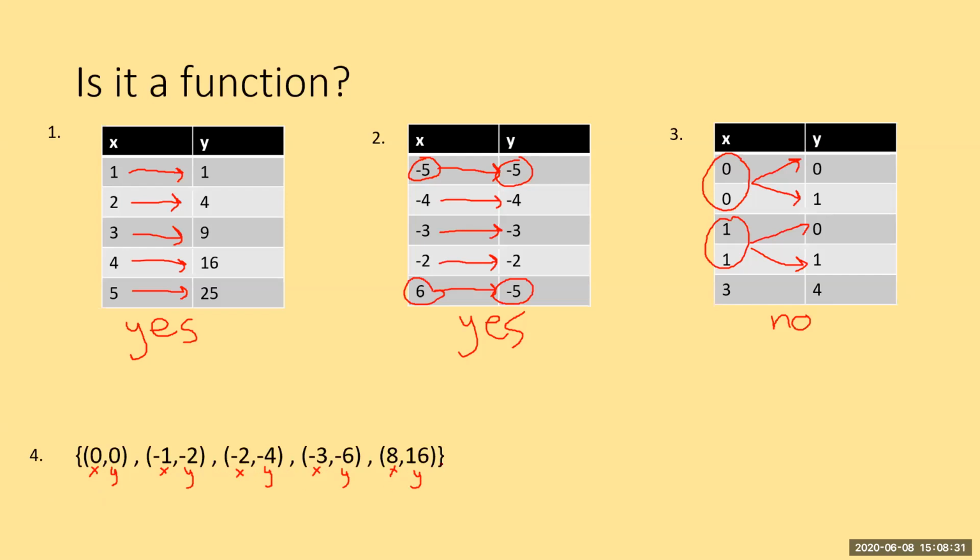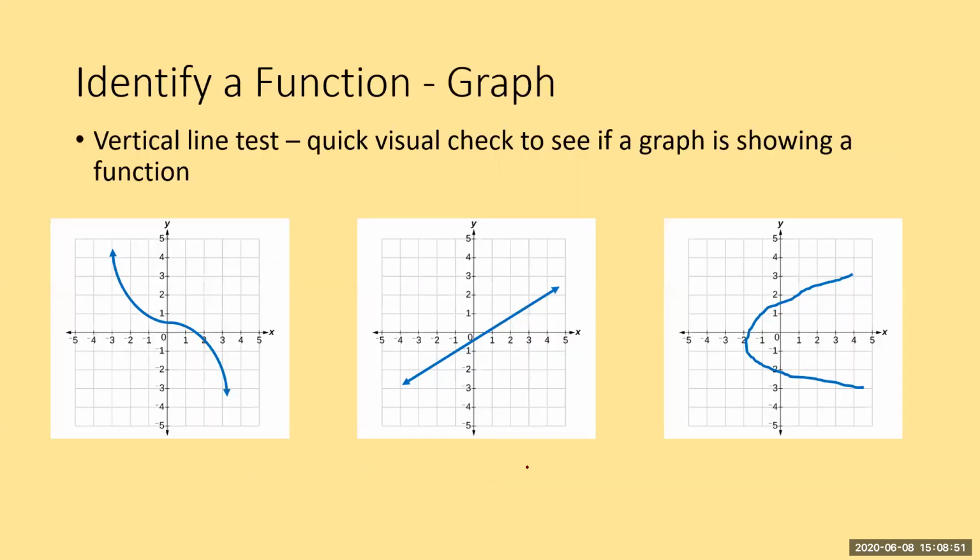Is this a function? Yes. This list of coordinate pairs is showing us a function because each x value only shows up once, right? It only shows up with one y value. Okay, let's move on to the next one here.